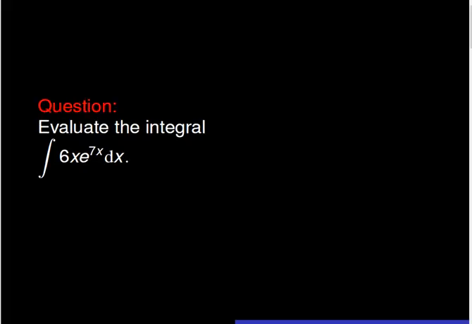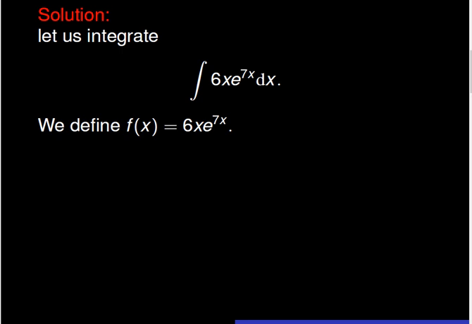In this problem, we are asked to find the antiderivative of the function 6x times exponential of 7x. Let us integrate the function 6x times exponential of 7x. It comes that the function we have to integrate is a product of an exponential function and a polynomial function. The method appropriate in this case is integration by parts.